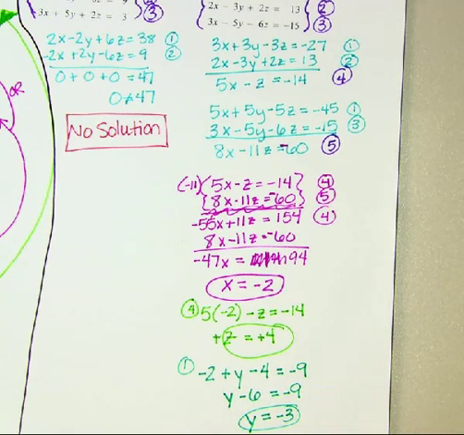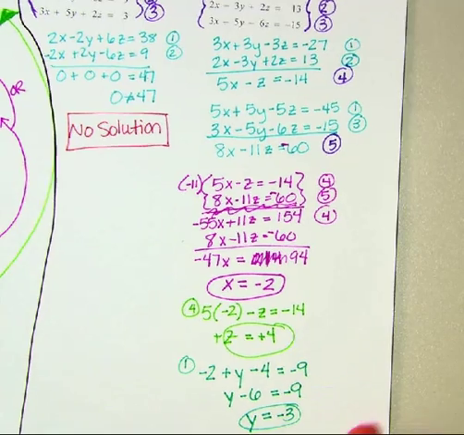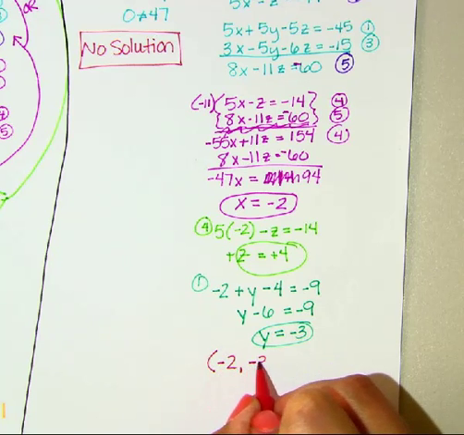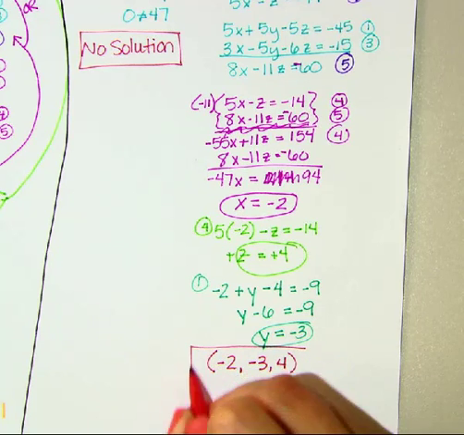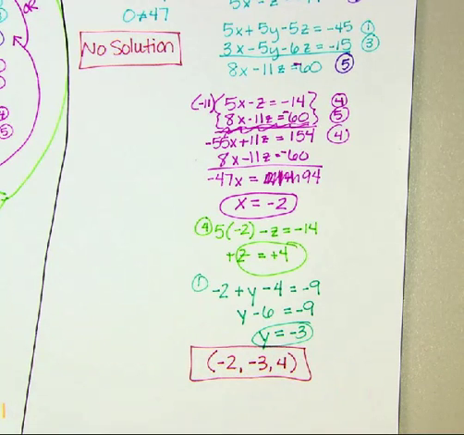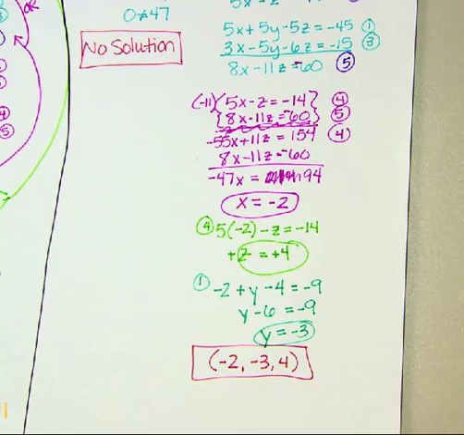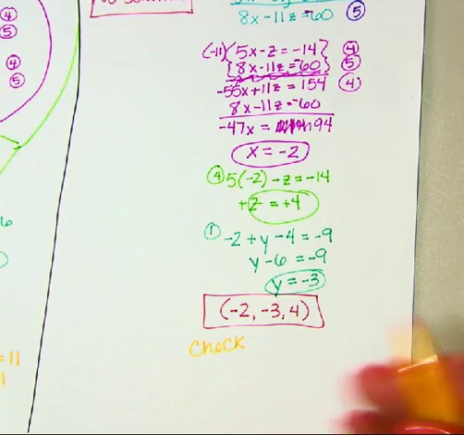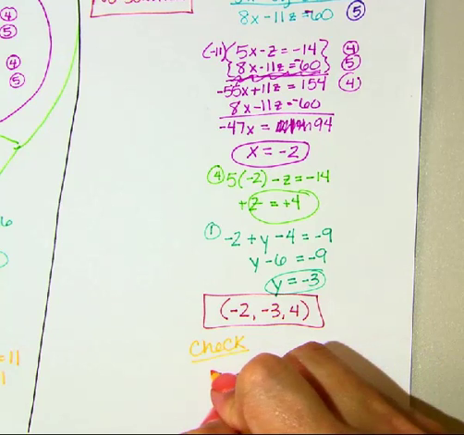Okay, so now I have my answer, my x, y, and z. So you write it as a point, parentheses, negative 2, negative 3, 4, x, y, z, and then we need to check it. So I used equation 1 to solve, so I'm going to use equation either 2 or 3 to check. Oops, and you can't see it very well. So I'm just going to use equation 2.